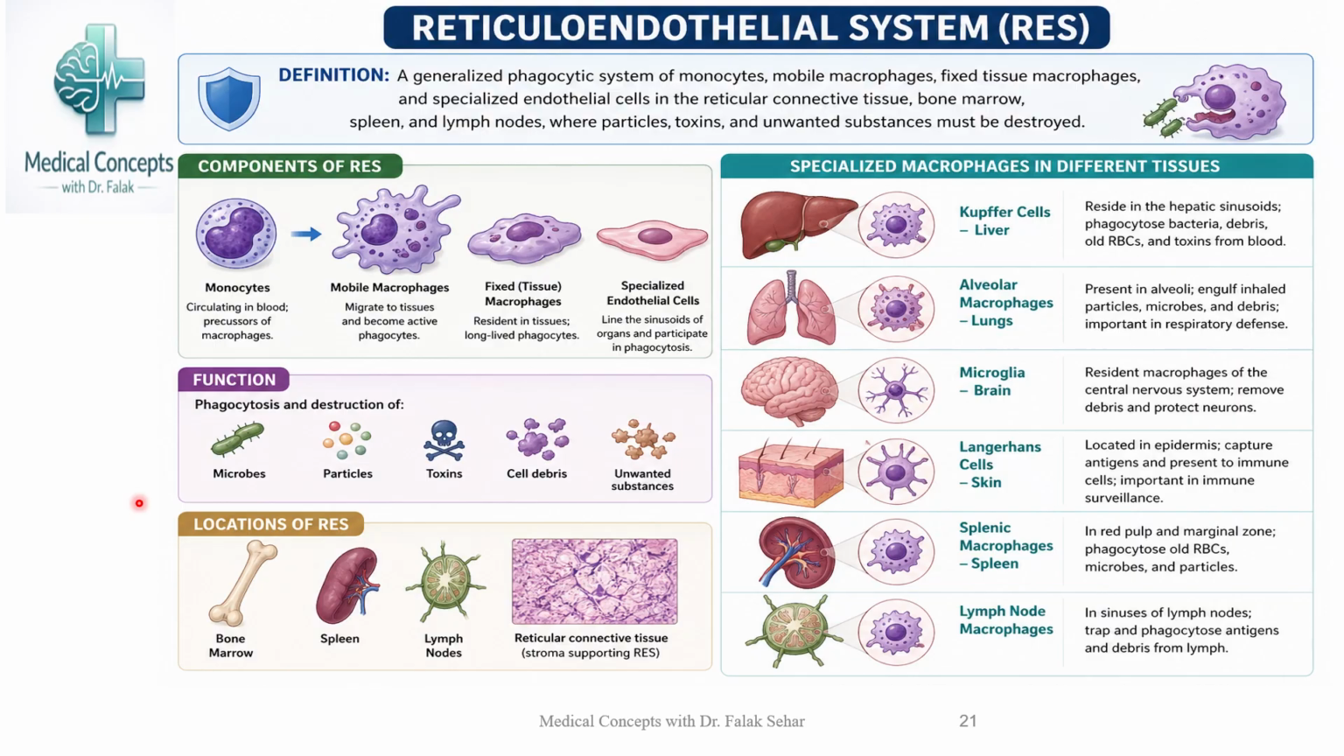They engulf and destroy microorganisms, toxins, dead cells, cellular debris, and other unwanted particles that help maintain tissue health and support immune defense. Different tissues contain specialized macrophages with unique names. For example, in the liver, they are called Kupffer cells. In the lung, they are known as alveolar macrophages. In the brain, microglia. In the skin, Langerhans cells, while the spleen and the lymph nodes also contain specialized macrophages responsible for filtering blood and lymph. Overall, the reticuloendothelial system serves as the body's professional clean-up and defense network, playing a vital role in both innate immunity and tissue homeostasis.